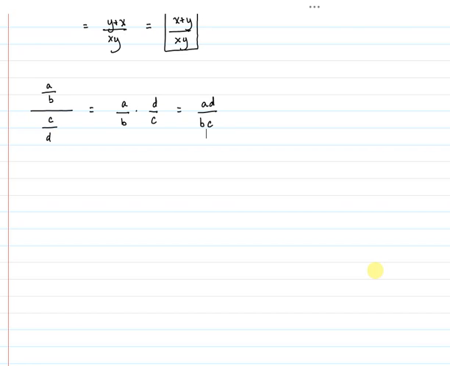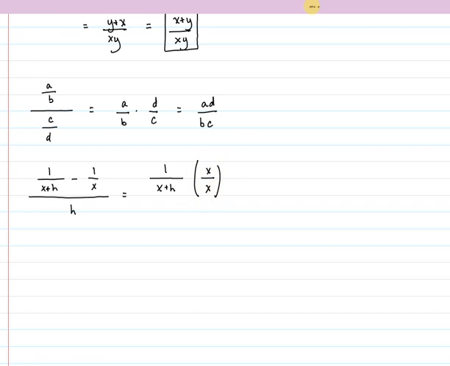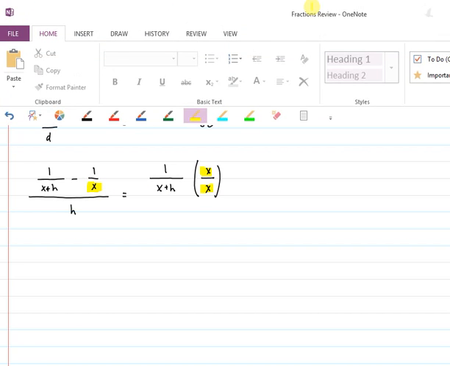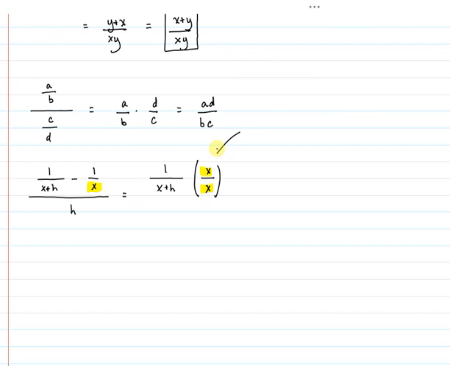So let's say I have a problem like this. I have 1 over x plus h minus 1 over x all over h. Some people want to see this as a really scary situation, but it's not. I'm going to follow the exact same procedure for the subtraction that I was doing before. I'm just going to multiply by x over x. Again, this x is coming from this denominator over here. And this is still just a form of 1.